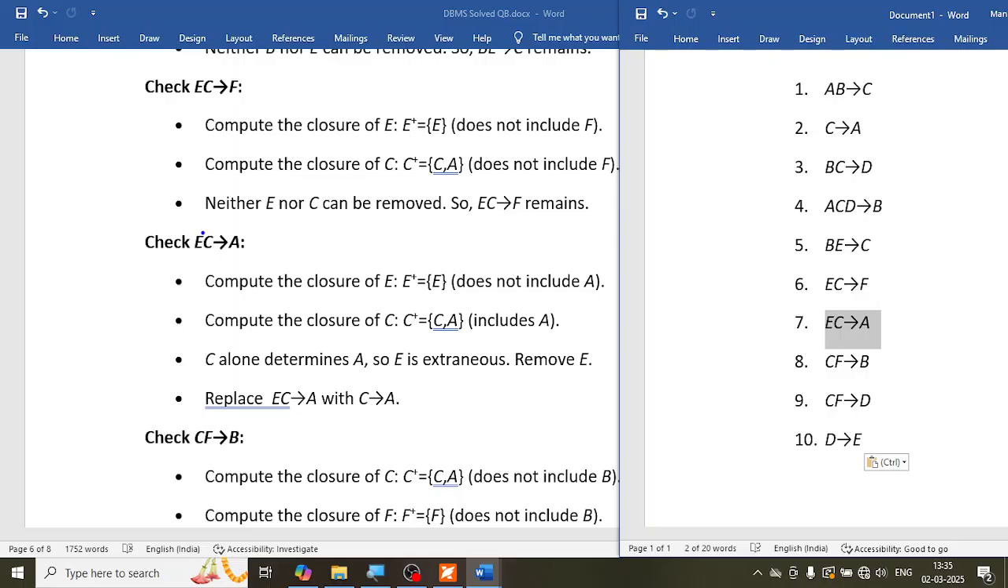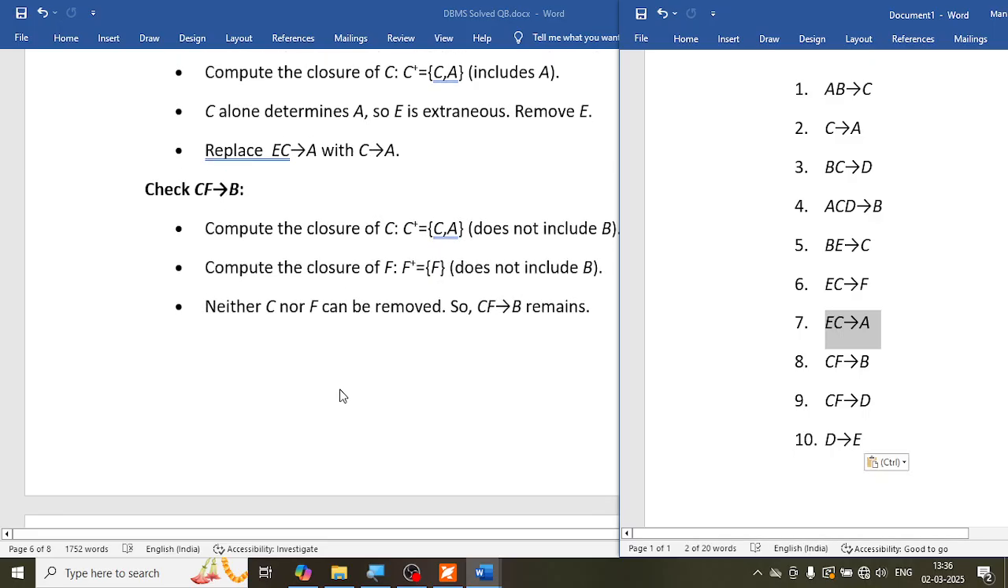Let's start with E. You know very well E can derive itself, so E cannot derive A. Let's start with C. C can derive C itself as well as A. Now you notice that C itself can derive A. That means E is extraneous. So E is not really required in this functional dependency. We will eliminate E from the relationship, and this is the reduced relationship wherein C can only derive A.